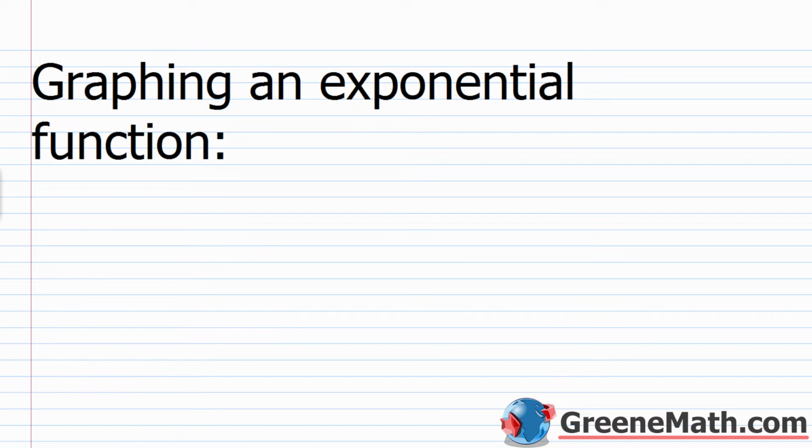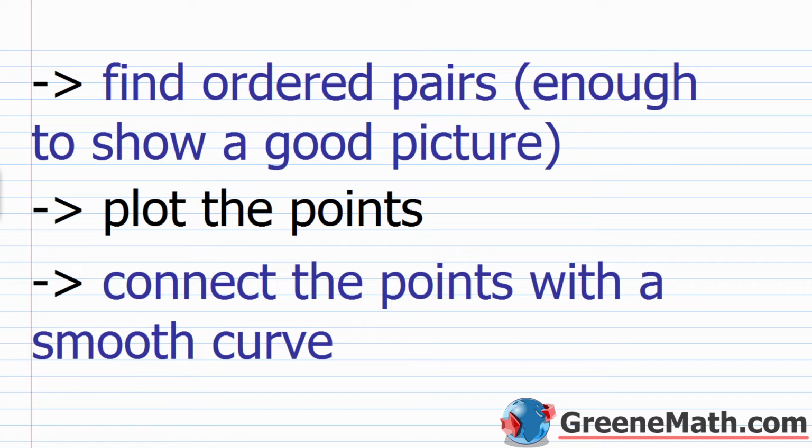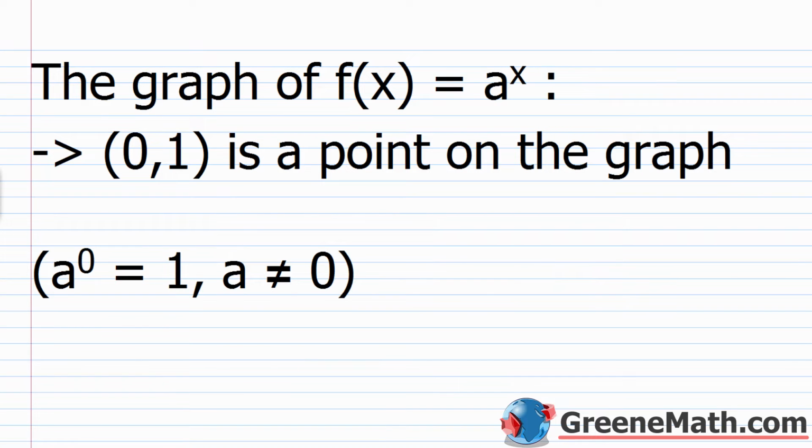So for graphing an exponential function, just a little bit of background here. The first thing you would do, just like if you were graphing anything else, is find some ordered pairs, again, enough to show a good picture. You'd plot the points like you always do, and then you connect the points with a smooth curve. Again, I say this in a lot of videos, when you freehand draw things, if it's not a line, it's usually going to be pretty inaccurate, right?